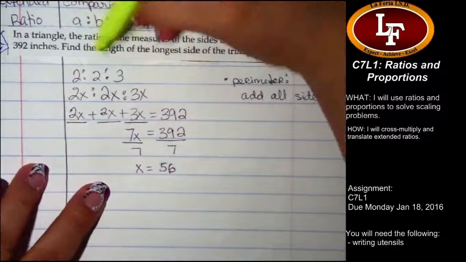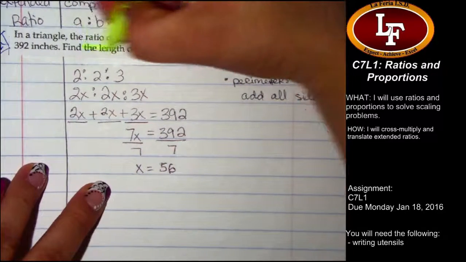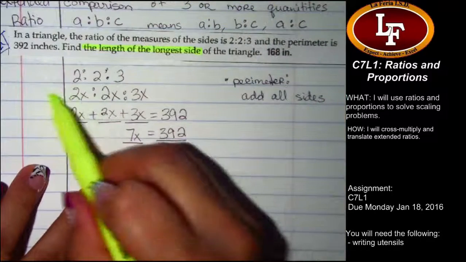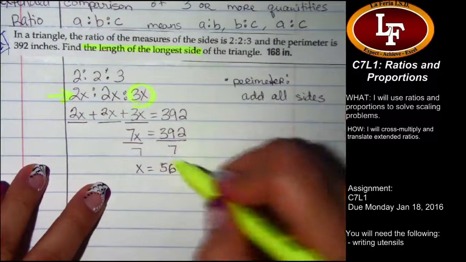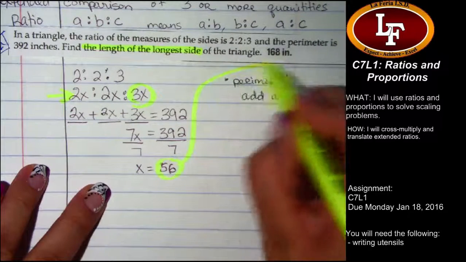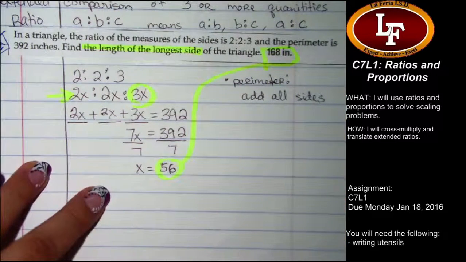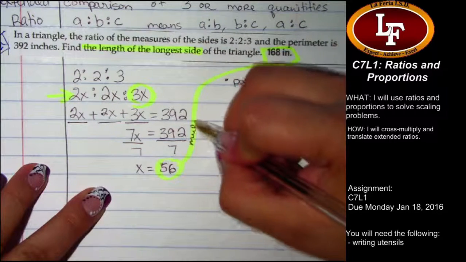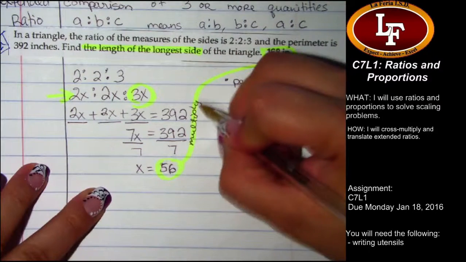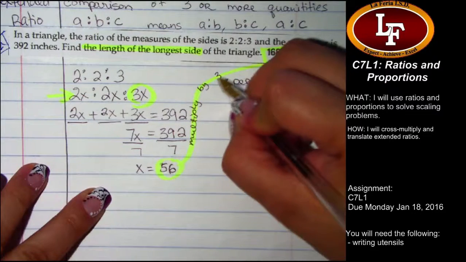I've got to find the length of the longest side, which means I've got to figure out which one it is out of these 3. The 3x, so I'm going to take this value, multiply it by 3, and it'll give me my answer, which was sitting there the whole time. 168.